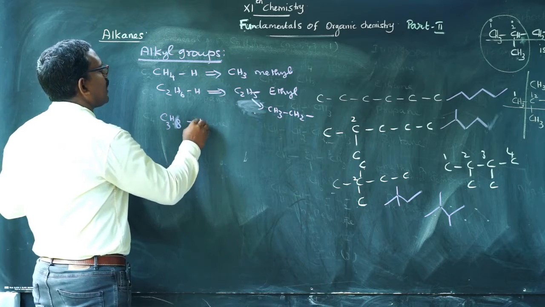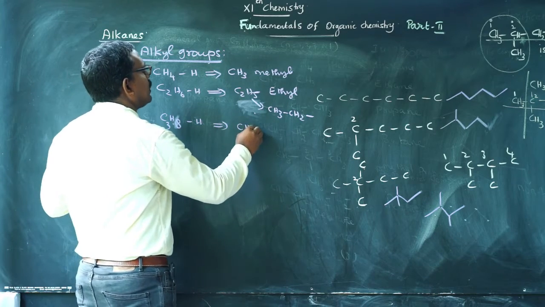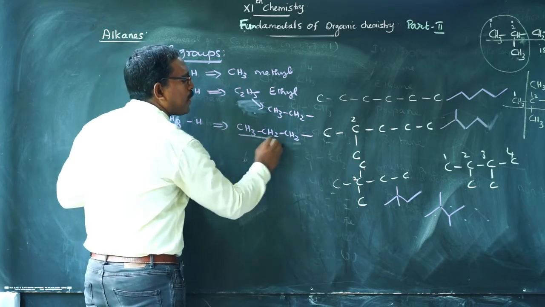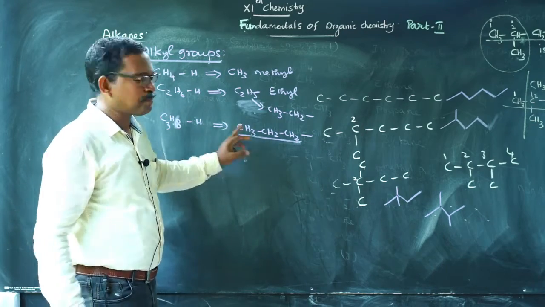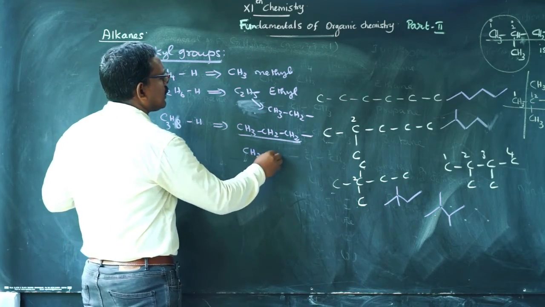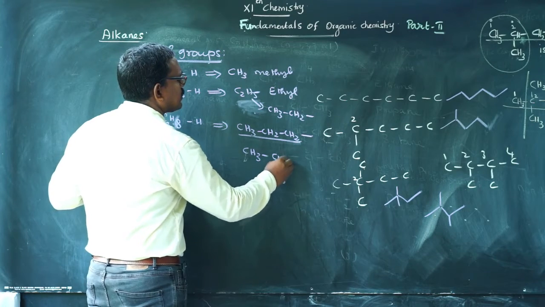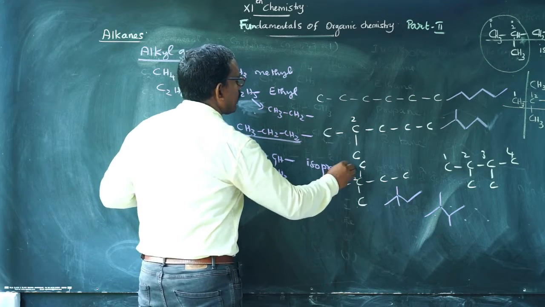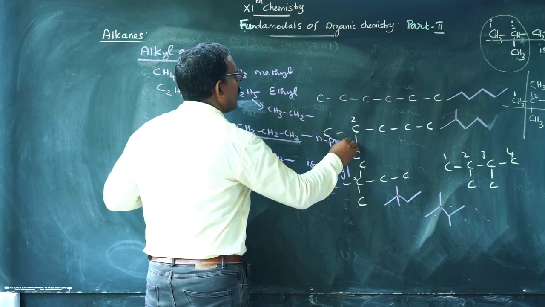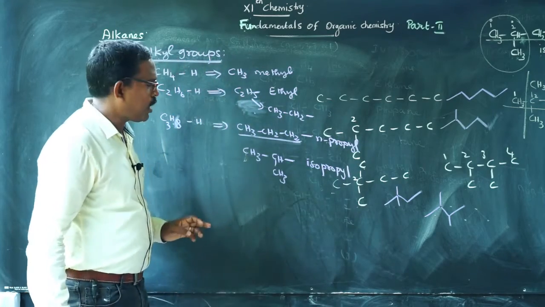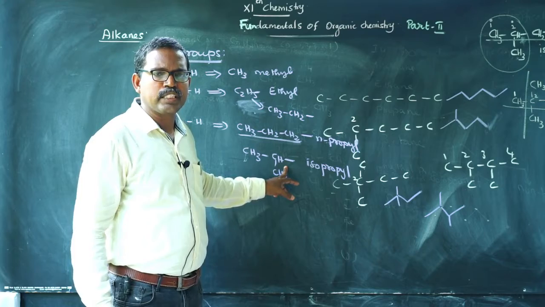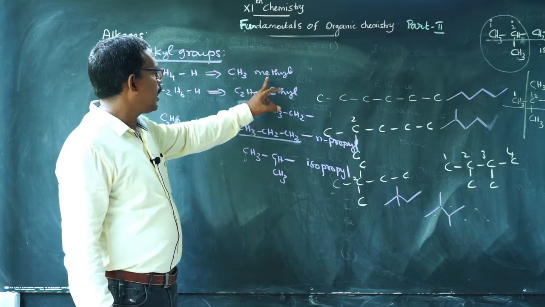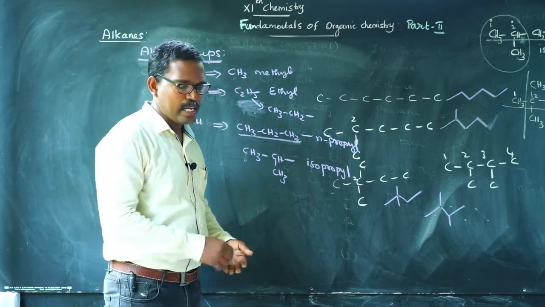From C3H8, when one of the hydrogen atoms is replaced, we get CH3CH2CH2. This is n-propyl. And this compound, with CH3 and CH3, is isopropyl. For carbon number 3, iso and secondary groups are the same. So, methyl, ethyl, n-propyl, isopropyl.